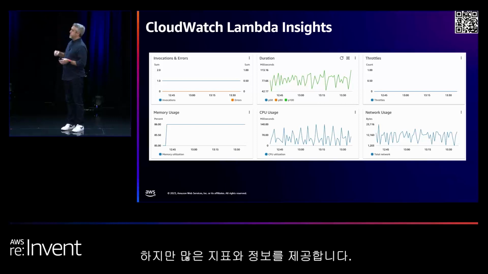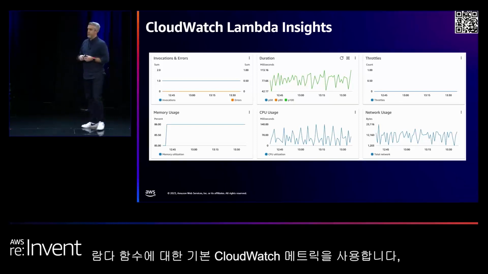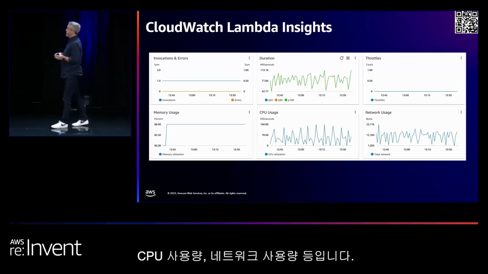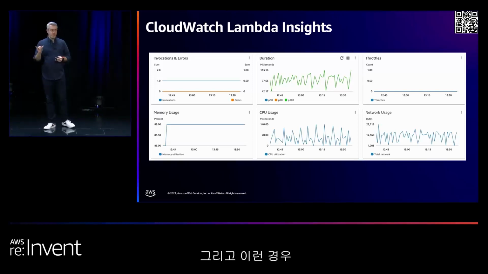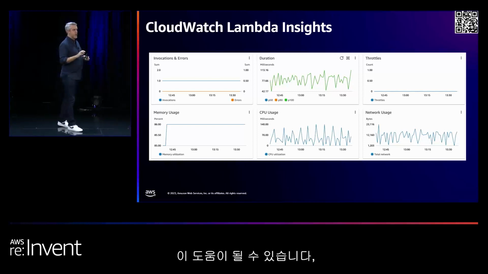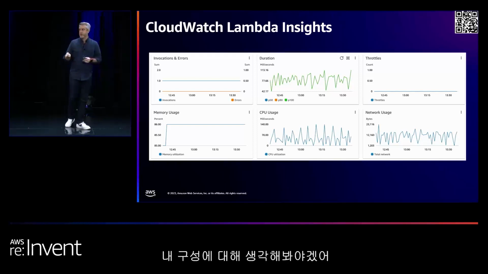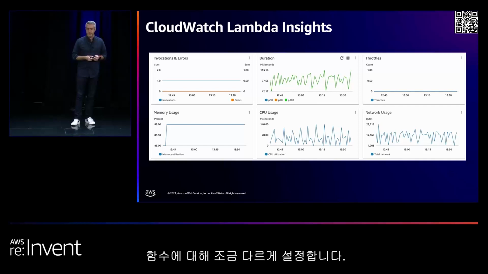But it gives you a bunch of metrics and information that you wouldn't otherwise get with the default CloudWatch metrics for Lambda functions, such as the CPU usage and the network usage. And in those cases, when you see those, it can help you think about, okay, I should tune up memory. I should think about my configuration for functions a little differently.